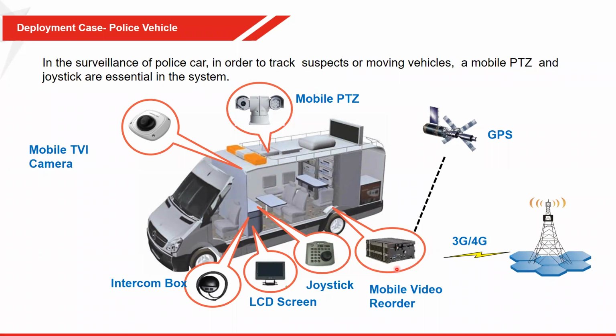We've got a much more robust mobile recorder, as you can see, in case of this vehicle having to travel through different types of roads or be in an accident as such. The mobile video recorder is still a robust device where video can then still be extracted. A mobile indoor and outdoor camera can also be installed, but the main feature is to use the mobile PTZ for tracking vehicles and things like that. An LCD screen and intercom box as well.